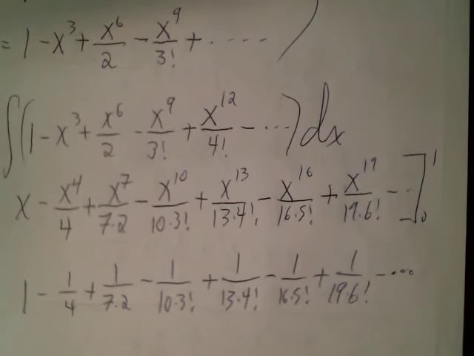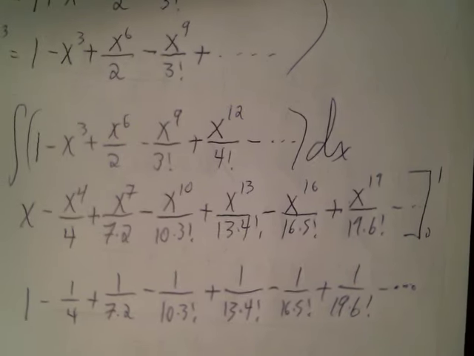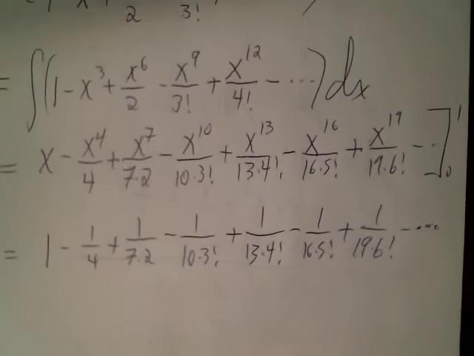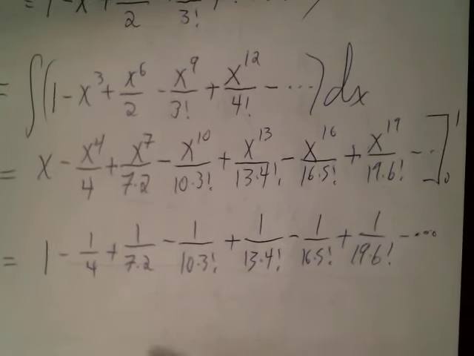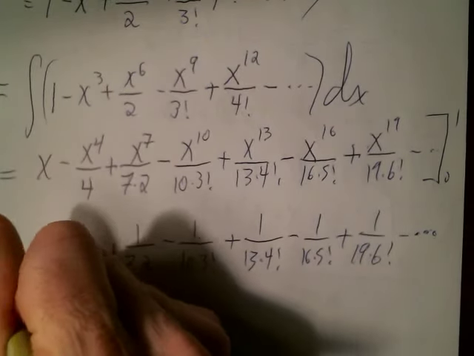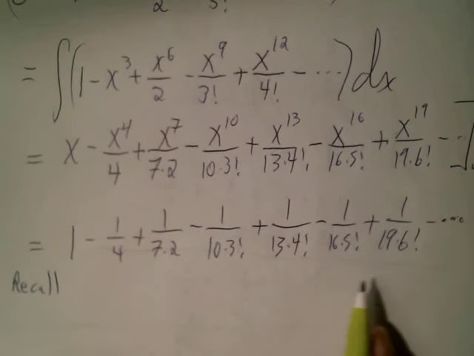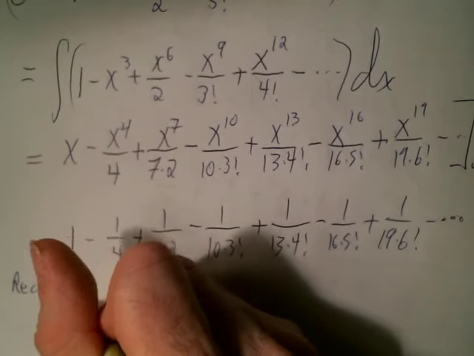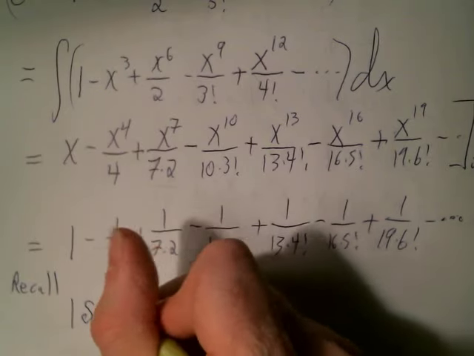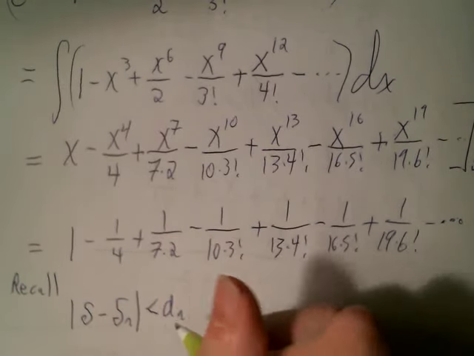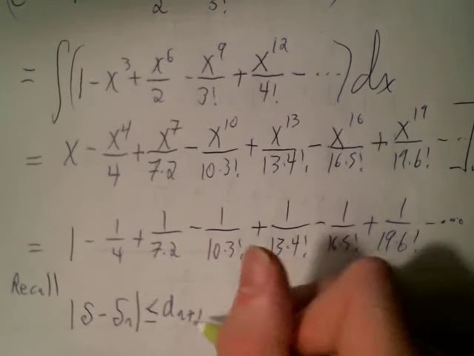This is an alternating series, and we can use the alternating series estimation theorem to get our approximation. I'm going to assume that this thing converges. I'm not going to prove it, but recall, the alternating series estimation theorem says that S minus S sub n will be less than or equal to a sub n plus 1.